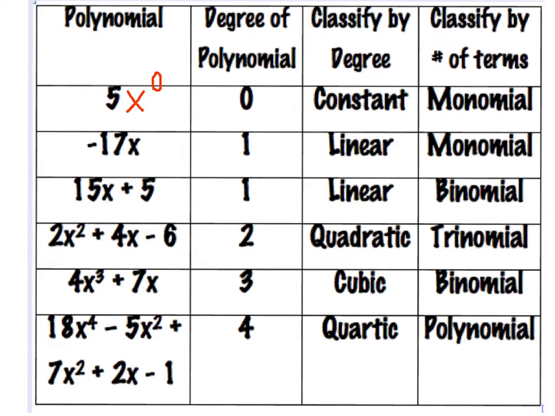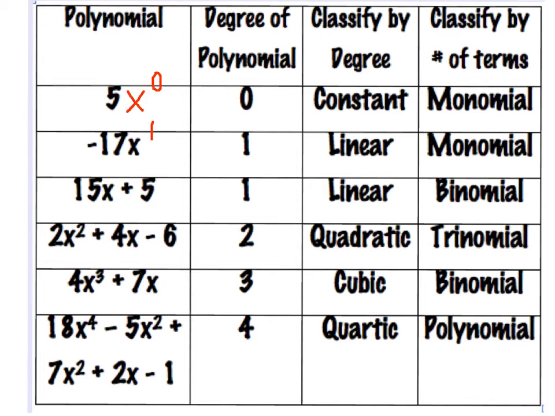Mono means 1. All right, here we have another polynomial, negative 17x. This has a degree of 1 because x has an exponent of 1. We say that this is linear because if we graphed it, it would graph in a straight line, and because the degree of the polynomial is 1. This is also a monomial because there is only one term. So negative 17x is one term.